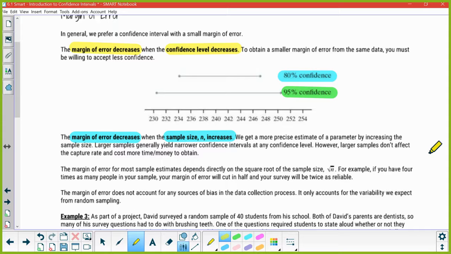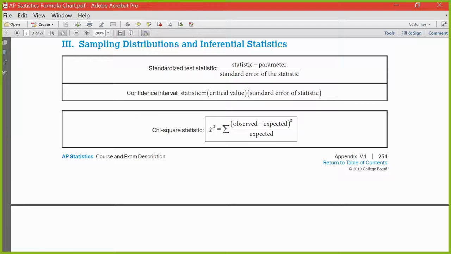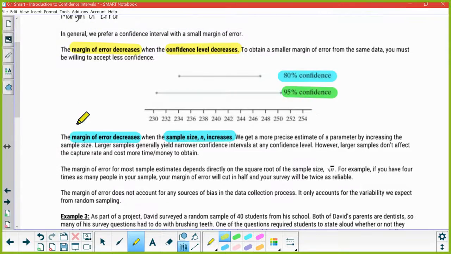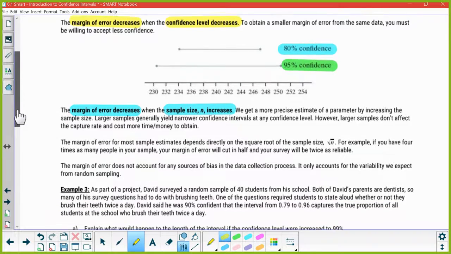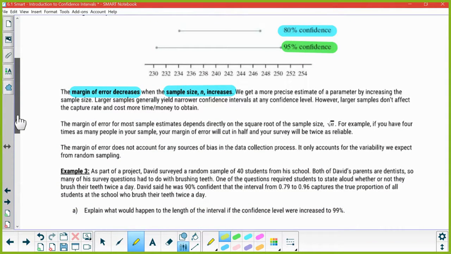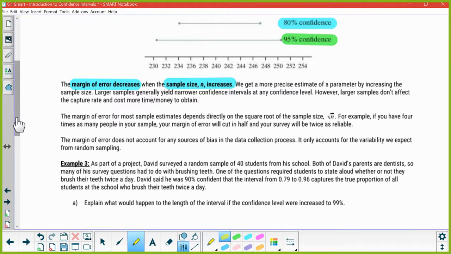If you go back to the formula chart, a portion of the margin of error is calculated based on standard deviation. So once standard deviation is going down, the entire margin of error starts to decrease. The margin of error for most sample estimates depends directly on the square root of the sample size, the square root of n. Now, this is something that sometimes shows up in the multiple choice section.